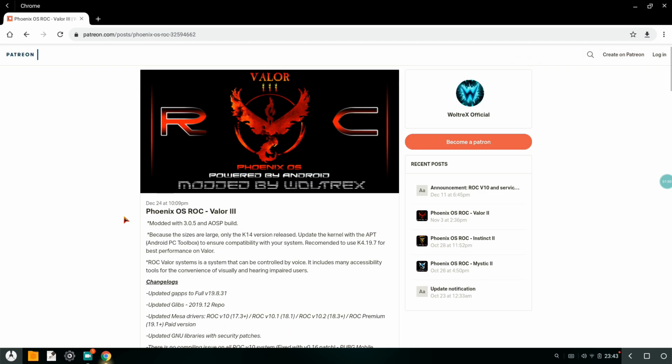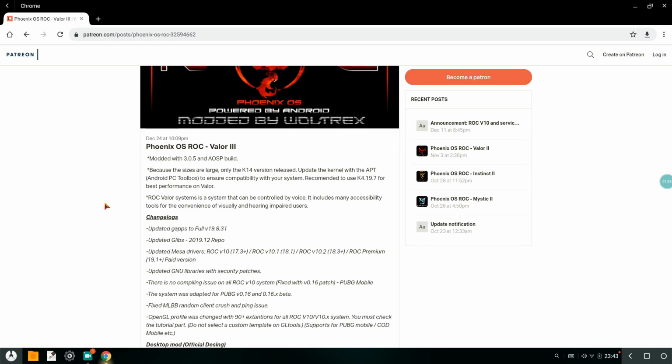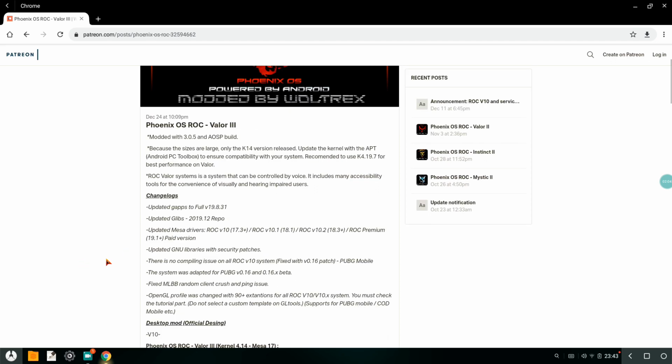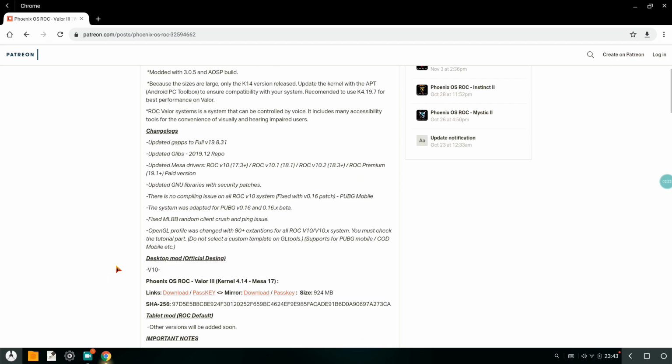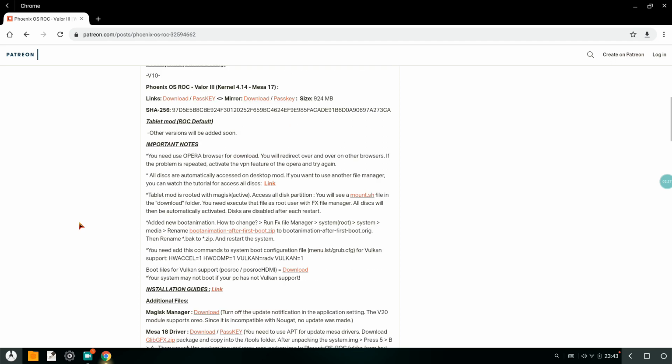After that, let's take a look at the changelog of this version. It says that it has updated GApps full 19, updated Glibs, updated Mesa driver for ROC V10, updated GNU libraries. There is no compiling resources issue on all ROC V10 systems. This system was adapted for PUBG V16, and it says that this is basically made for PUBG Mobile. And this is the desktop mode official designing and important notes. You can just go ahead and take a look at all the things here.